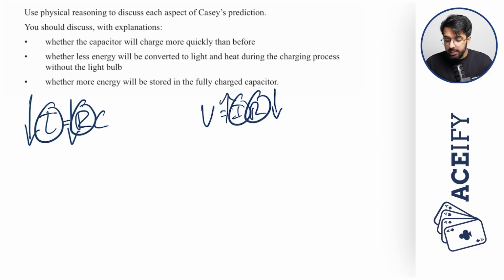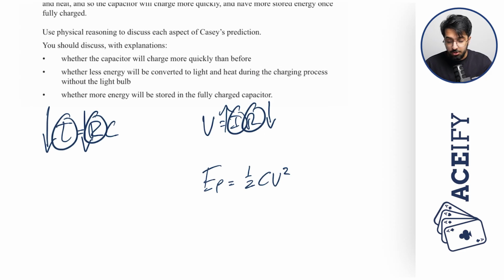Now, will more energy be stored in the capacitor? No, it won't, because EP is equal to half CV squared, okay? Our capacitance has not changed, and the voltage across our capacitor once it's fully charged also has not changed, okay? Because the voltage of our supply has not changed. And so therefore the energy stored in our capacitor also will not change, okay? And so you can write that down.